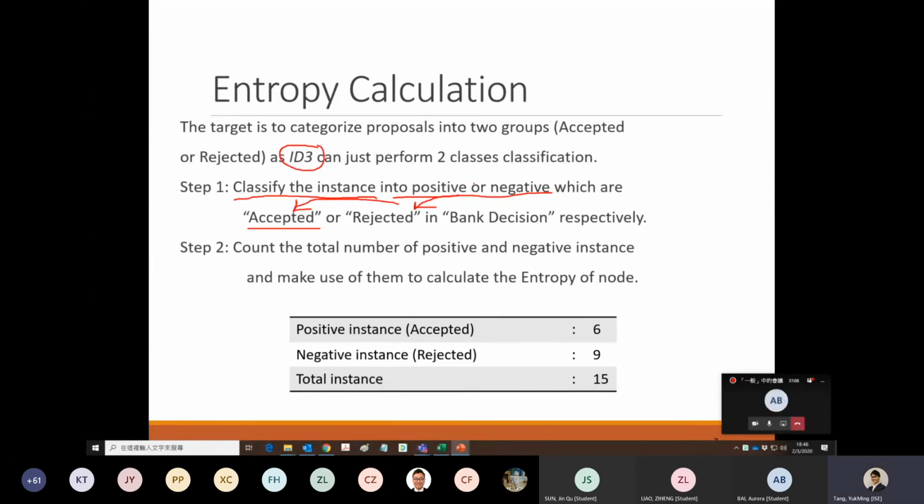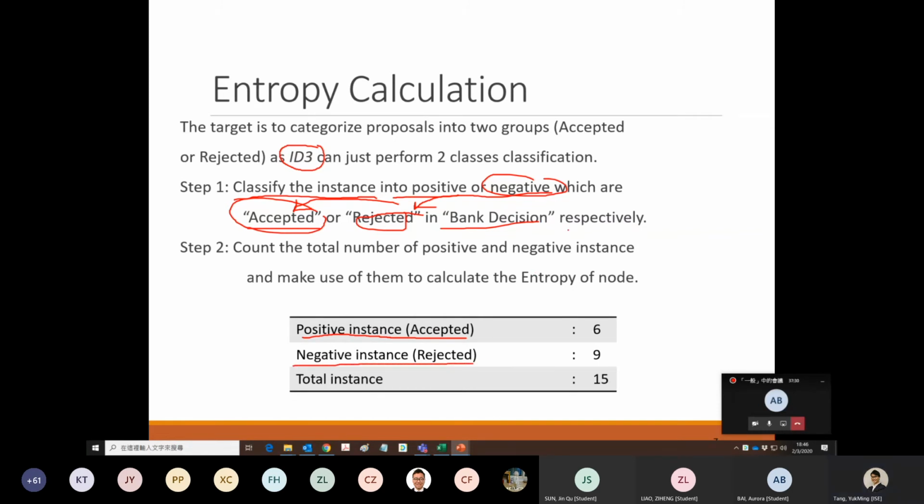Okay, so we have two major instances. Positive means accept, and negative means reject. So this is the final bank decision. We divide it into positive instance, accept, and negative instance, reject.